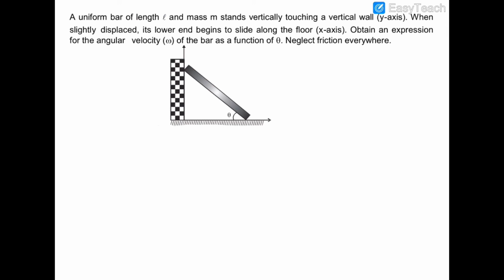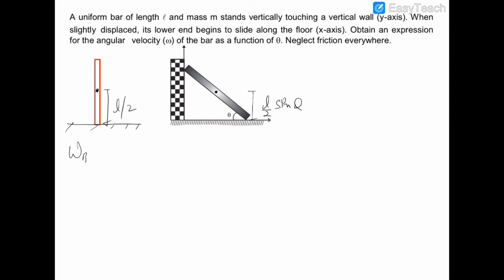So first of all, let us draw the initial position of the rod. In the initial position, the center of mass of the rod was at a height of L by 2 from the ground, and now this height is equal to L by 2 sine theta. So obviously you can see that the center of mass has come down.